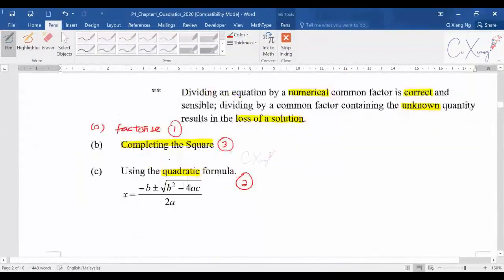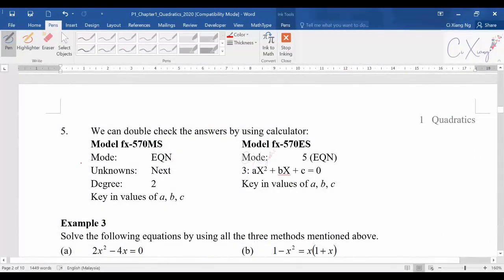Okay, so let's have a look at the example here. For note number 5, I actually teach you that you can double check the answer by using a calculator, but you cannot solve the equation just by using a calculator. In the exam, they will actually look for your steps, and see whether you write out the steps properly or not. If you didn't write out the steps properly and just got the answer by using a calculator, you will lose the method mark. So please remember that.